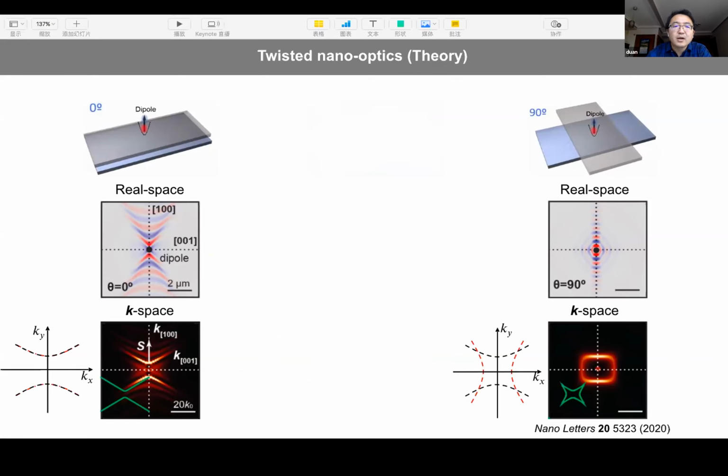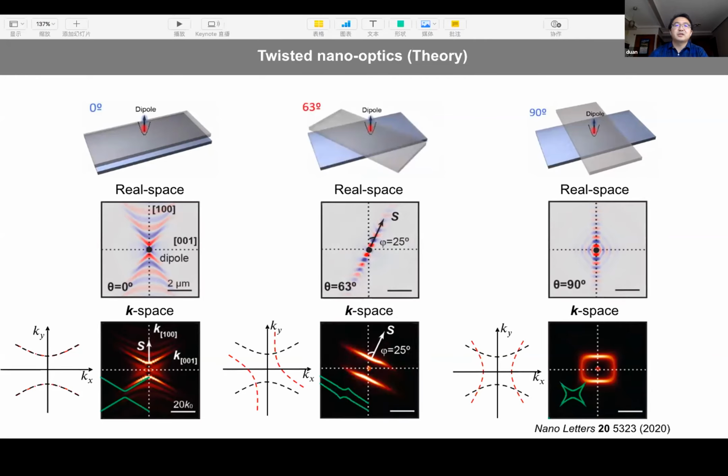What we are wondering now is what will happen exactly where the topological transition occurs. At this twist angle, 63 degrees, we find that the isofrequency curve becomes totally flat. That means all the energy of the propagating phonon polaritons goes only along one direction. This is quite important because it provides a method to guide energy at the nanoscale along one special direction.